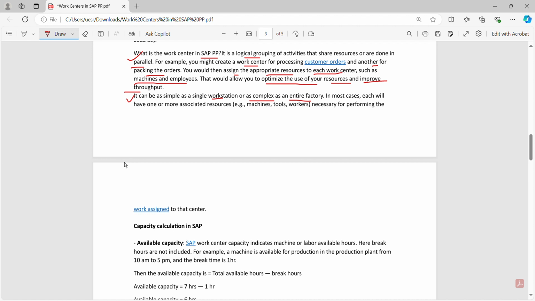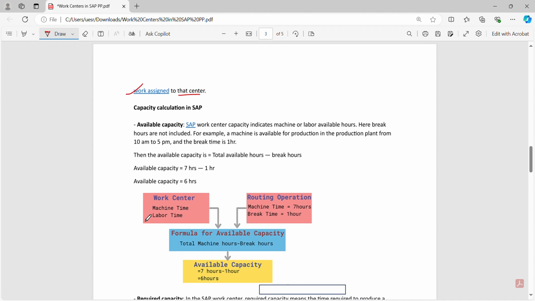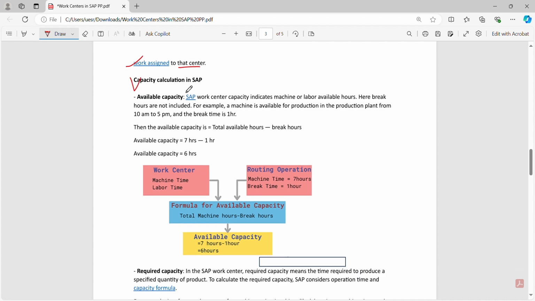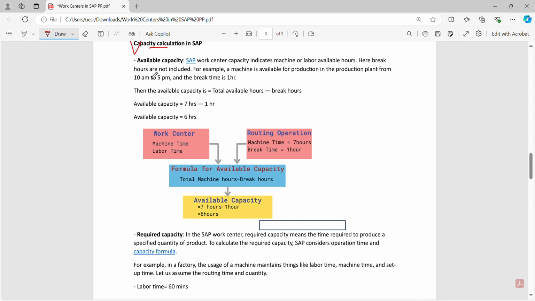In most cases, each work center will have one or more associated resources like machines, tools, and workers necessary for performing the work assigned to that center. Now let's see capacity calculation in SAP, how we calculate available capacity. So an SAP work center indicates machine or labor available hours. Here breaks are not included.